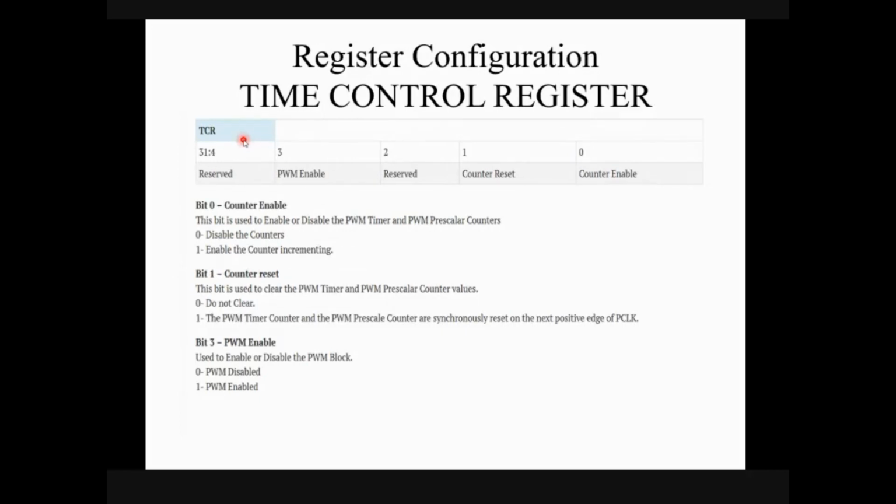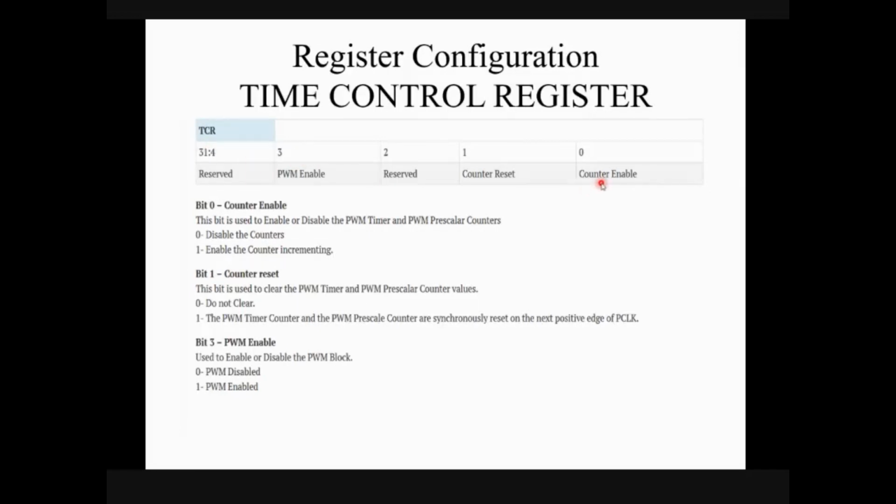The TCR register is a 32-bit register. Bits 0, 1, 2, 3; from 4 to 31 bits are reserved. Bit 0 is named the counter enable bit. See, there is one timer counter. If I want to enable the timer counter, I need to use this bit in my program. If I want to reset the timer counter, I need to use bit number 1. Bit number 2 is reserved. And if you want to enable the PWM, you have to use bit number 3 of TCR.